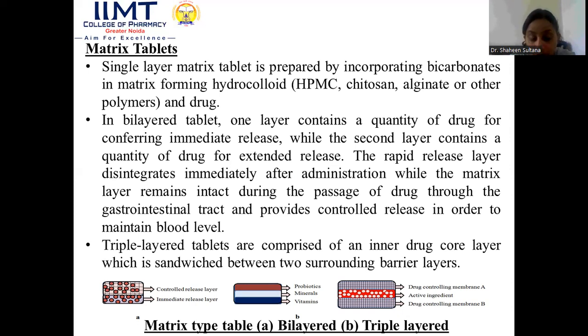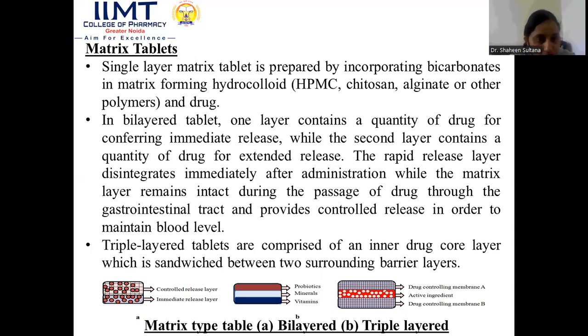So we can see here the third type, which is the triple layer tablet. It contains the inner core layer that is sandwiched between the two surrounding barriers, which is the polymeric layer. We call them drug controlling membrane A and drug controlling membrane B.